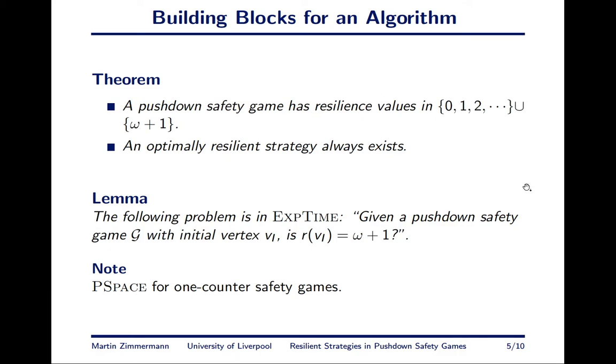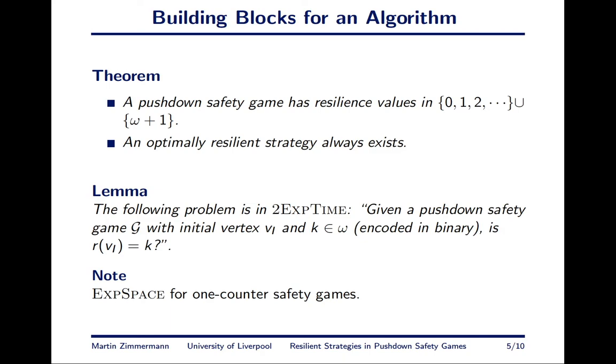Okay? So the first lemma tells us that you can, in exponential time, check whether the initial vertex of a pushdown safety game has resilience value omega plus 1. Okay, and the complexity improves to PSPACE if we consider one counter safety games. And these results are obtained by essentially removing the disturbance edges and giving them to the opponent, while at the same time controlling how many disturbances can occur. Okay, so let me continue.